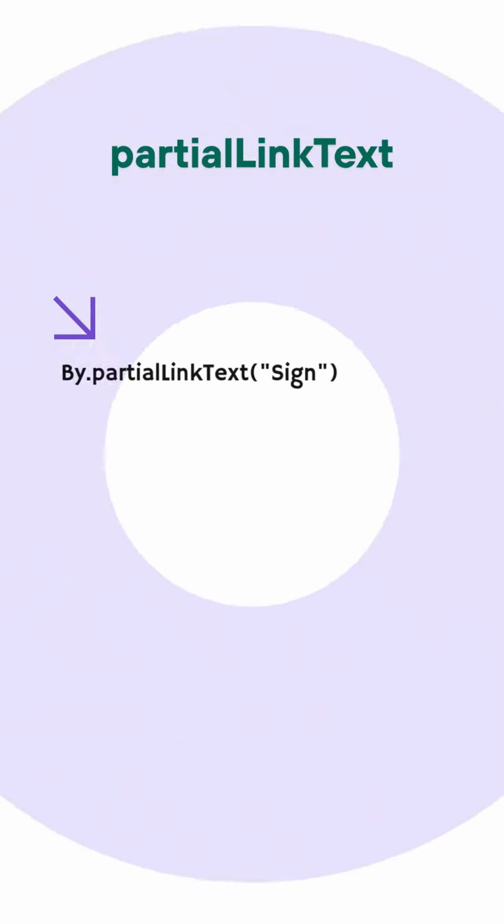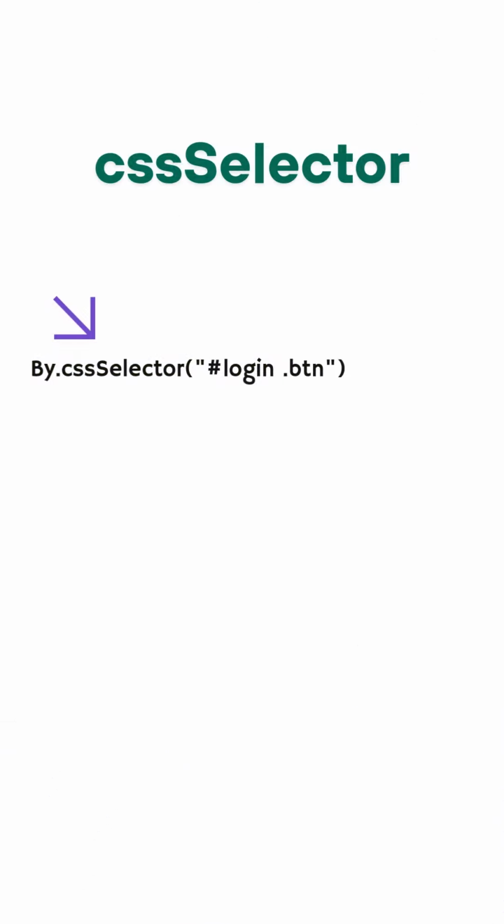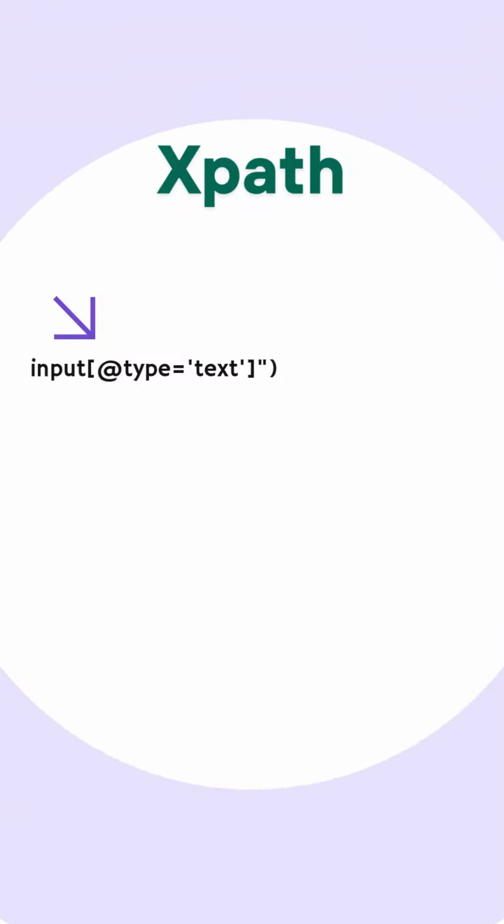5. Link text: By.LINK_TEXT, "Sign in". 6. Partial link text: By.PARTIAL_LINK_TEXT, "Sign". 7. CSS selector: By.CSS_SELECTOR, "#login.btn". 8. XPath: By.XPATH, input[@type='text'].